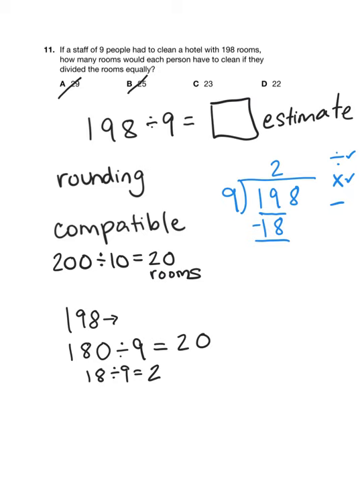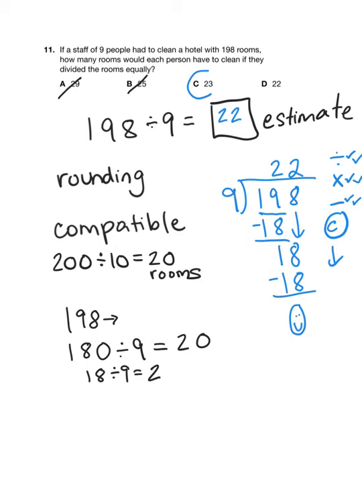Next, I'm going to subtract. 19 minus 18 is 1. I'm going to compare next. 1 is smaller than 9, so I know I'm good there. And last, I'm going to bring down my 8. How many times does 9 go into 18? 2. 2 times 9 is 18. So that's my multiplication. Subtract. I have no remainder. So each staff person is going to have to clean 22 rooms, so that's choice D.